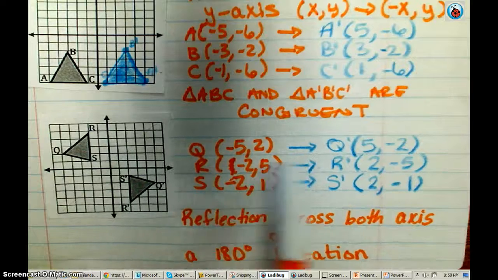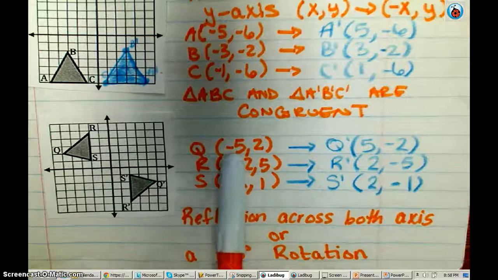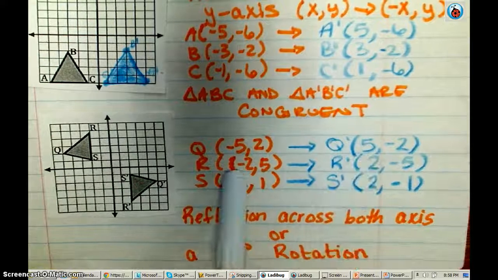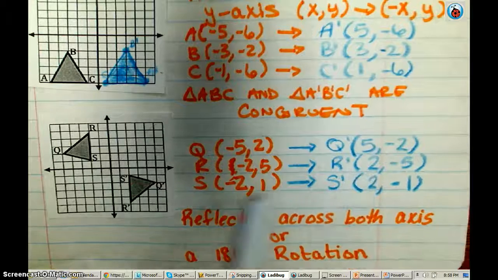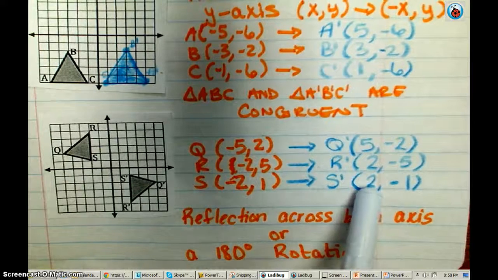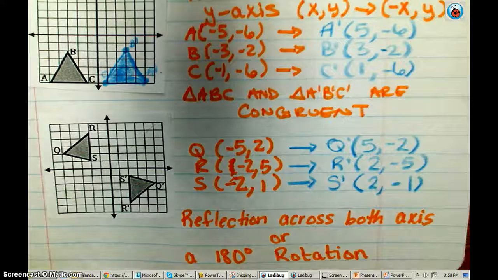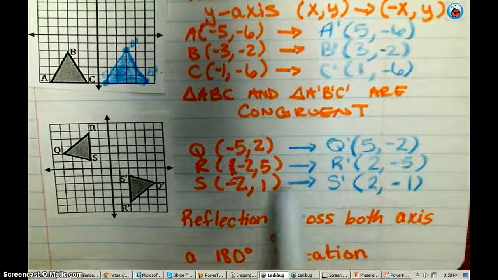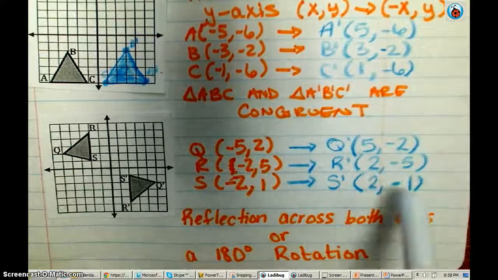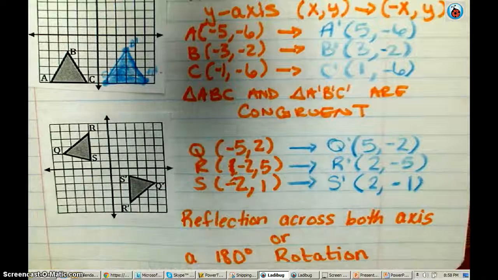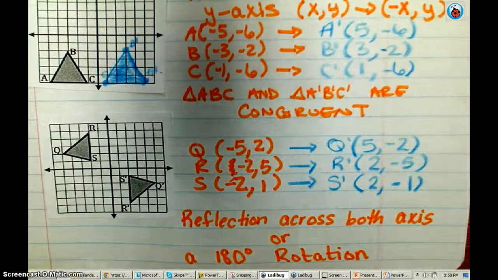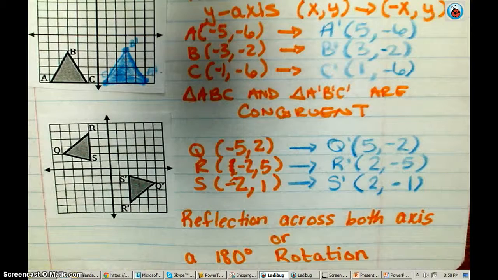When I compared those points, I noticed that my X and Y are in the same position, but my X's are all the opposite. So I have a negative 5, positive 5, negative 2, positive 2, negative 2, positive 2. And also my Y's are the opposite. I go from a 2 to negative 2, a 5 to negative 5, and a 1 to negative 1. So since both the X and Y, I have the opposite, that is a reflection across both axes, or 180 degrees rotation.